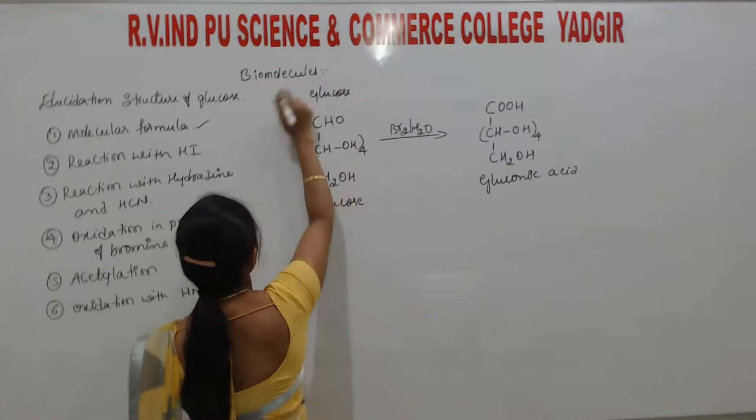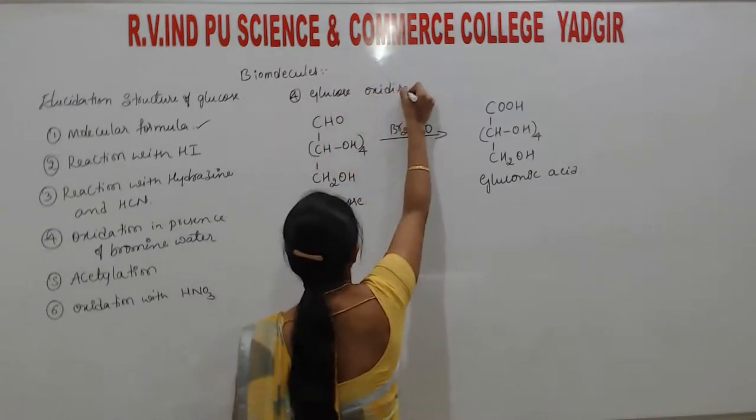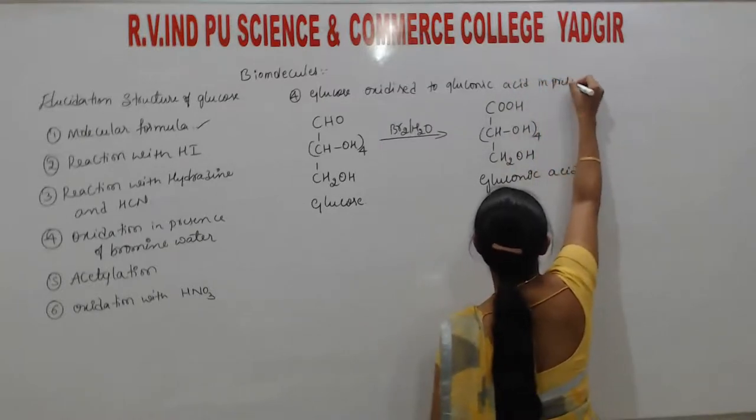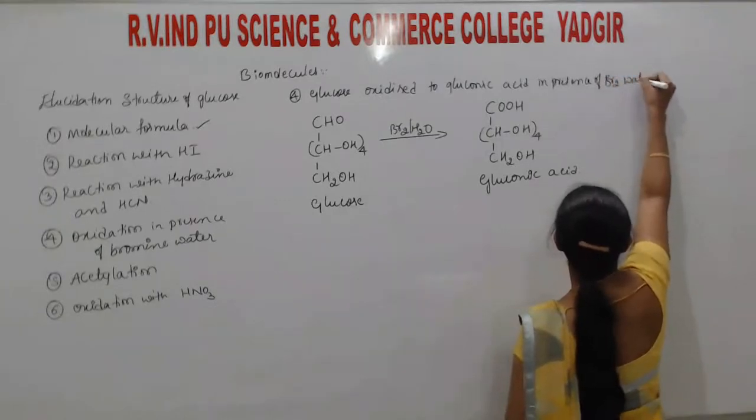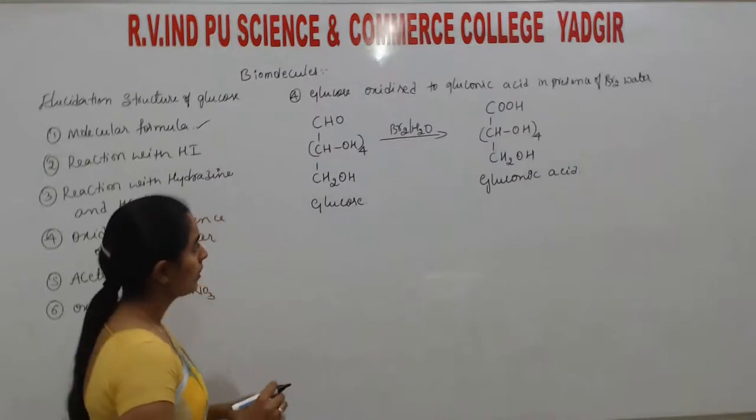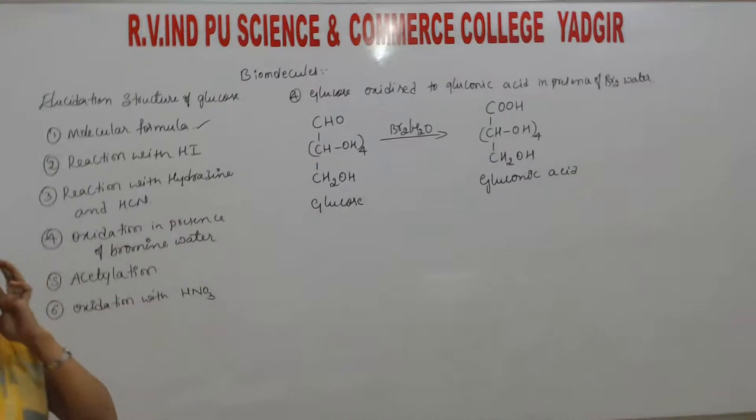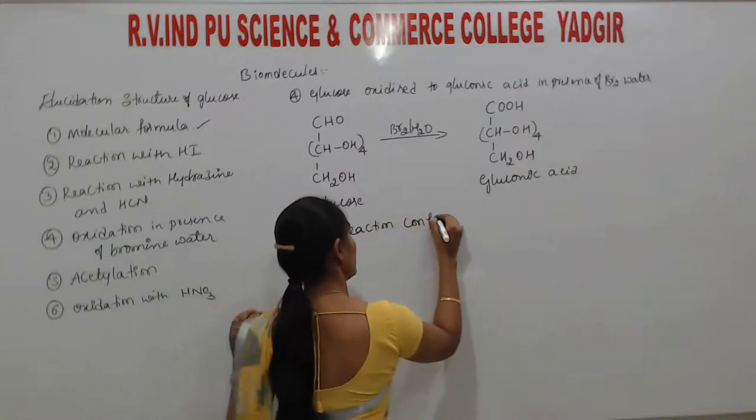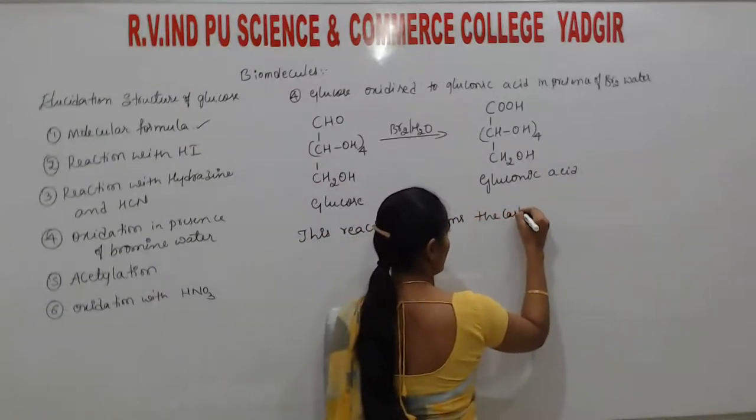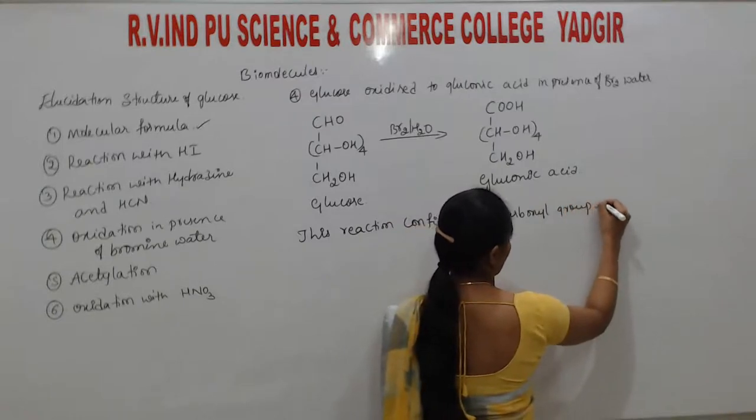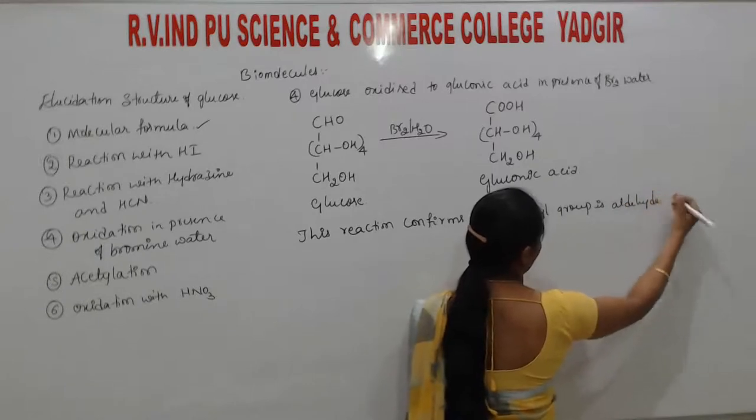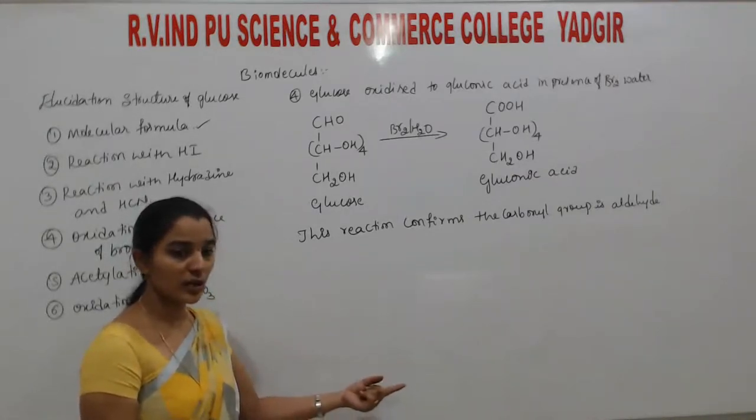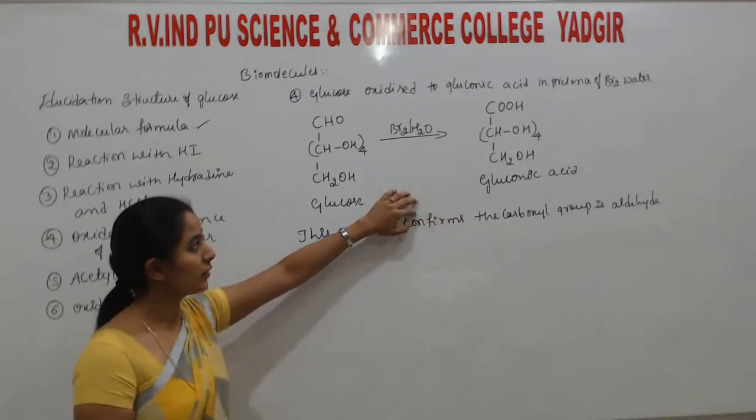Glucose oxidized to gluconic acid in presence of bromine water. Okay, so here this group, this oxidation reaction completes this. This reaction confirms the carbonyl group is an aldehyde group. So this reaction confirms the carbonyl group what we confirmed before by reaction with HCN and by reaction with hydroxylamine. That group is what? Aldehyde group. That is confirmed by this reaction.